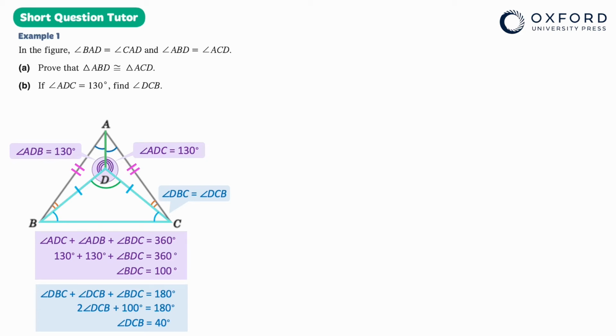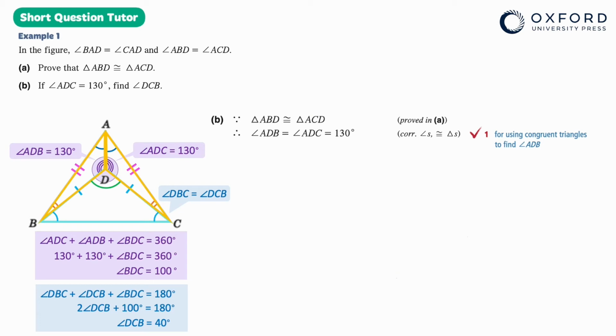Let me show you how to write down the proof. Since the two triangles are congruent, these two angles are the same. The reason is corresponding angles, congruent triangles. 1 mark will be given. Next, we can find angle BDC by using angles at a point, which is 100 degrees.